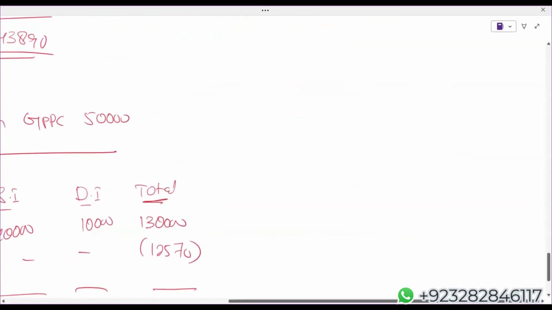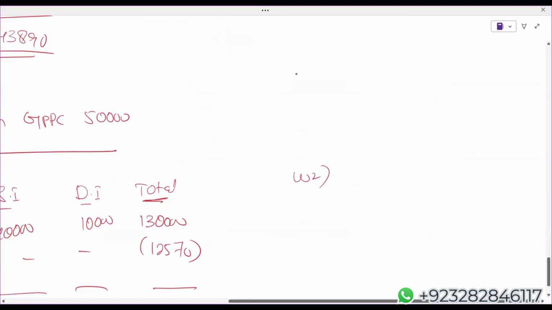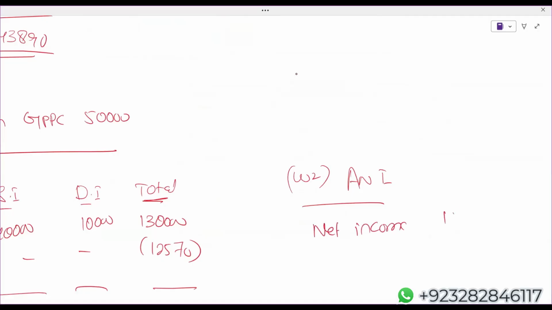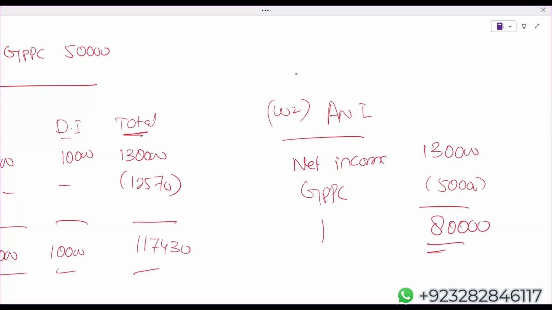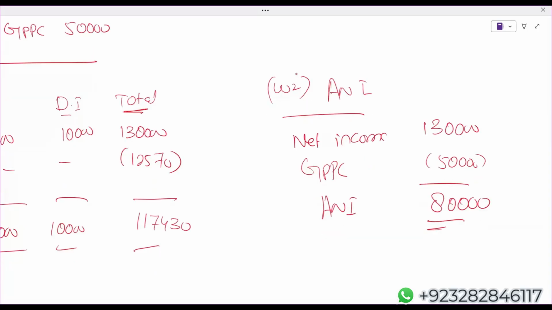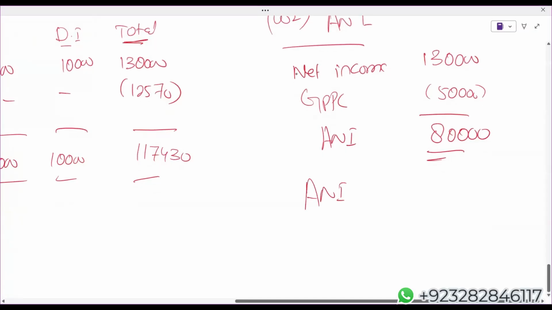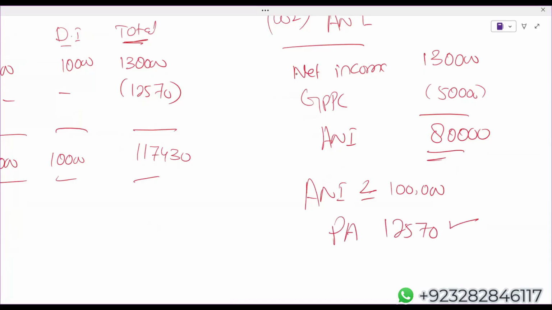Basically, net income is just an idea of ANI. Net income is 1,30,000. But we need to deduct gross PPC, which is 50,000. So you get adjusted net income of 80,000. Whenever your adjusted net income is equal to or less than 1 lakh, then the entire personal allowance of 12,570 is available.